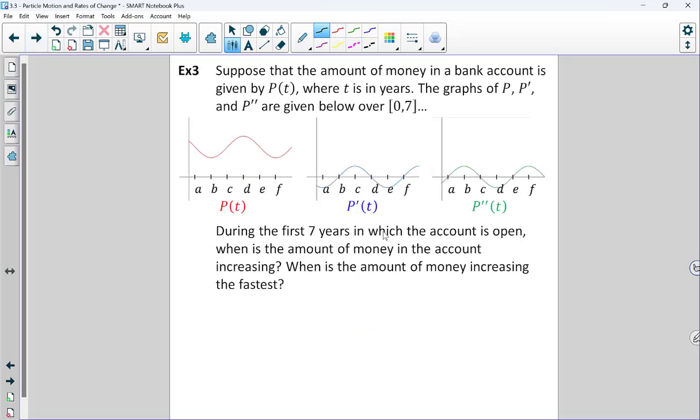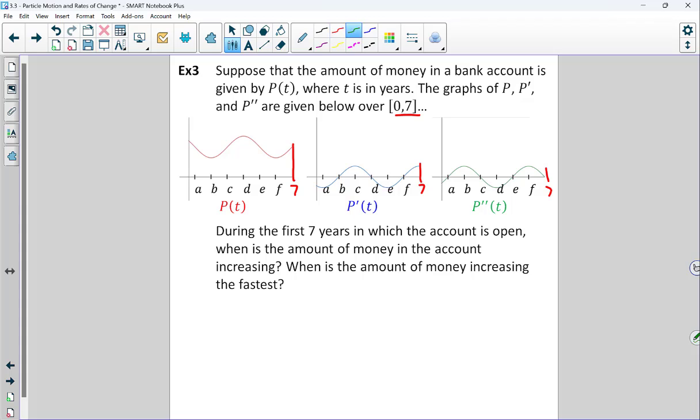Suppose that the amount of money in a bank account is given by P of t, where t is in years. The graphs of P, P prime, and P double prime are given below over the intervals 0 to 7. So keep that in mind, 0 to 7. So that means this endpoint right here is at t equals 7. During the first 7 years in which the account is open, when is the amount of money in the account increasing? When is the amount of money increasing the fastest?